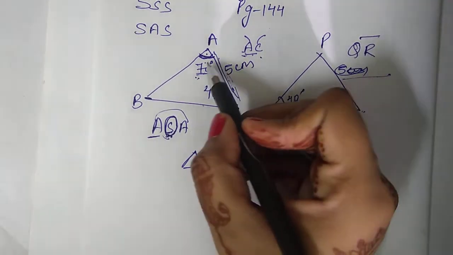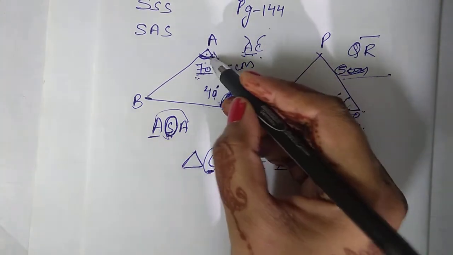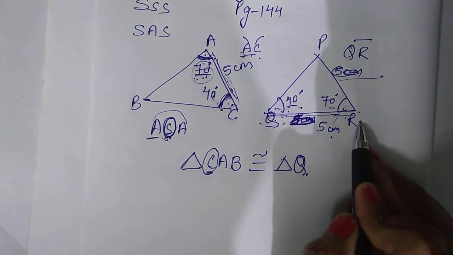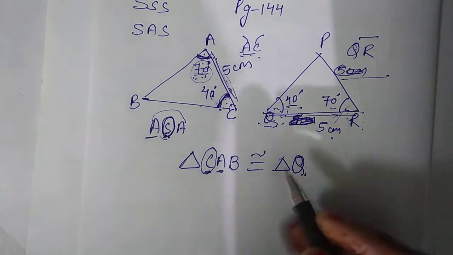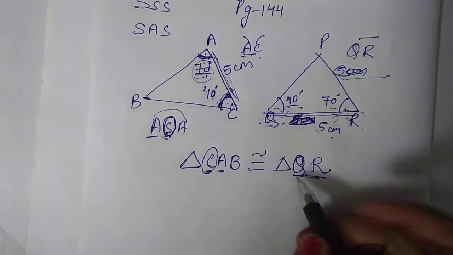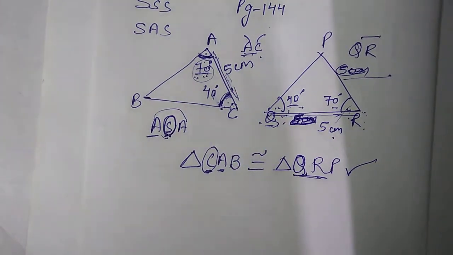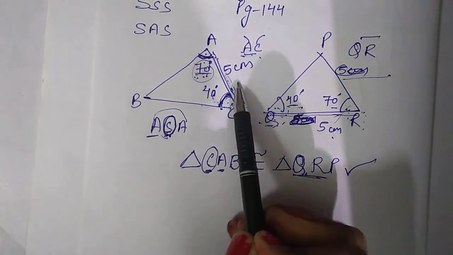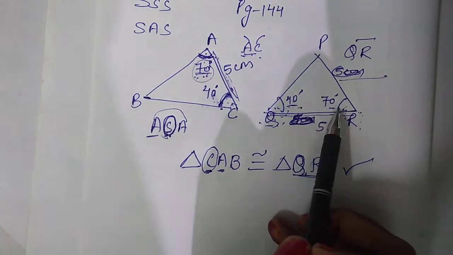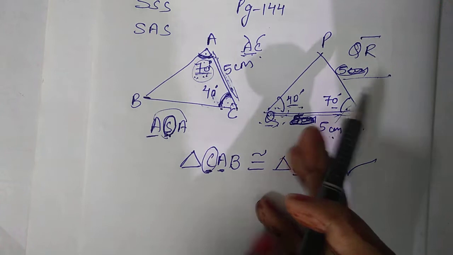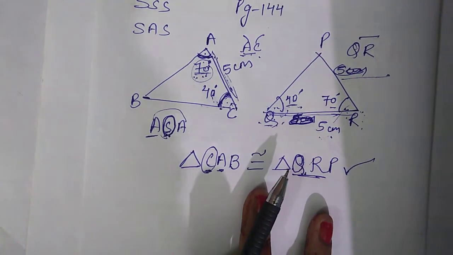Now the second angle is angle A, 70 degrees at vertex A, and 70 degrees is at R here. So in place of A we must have R, because A is equal to R. Which vertex is left? P. This is the symbolic form. I hope it is clear. The ASA congruence rule states that whenever two angles and the included side of one triangle are equal to two angles and the included side of another triangle, then the triangles are congruent. I have explained the symbolic form also.